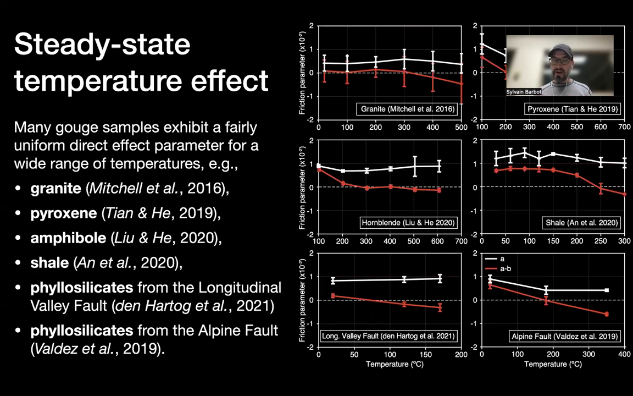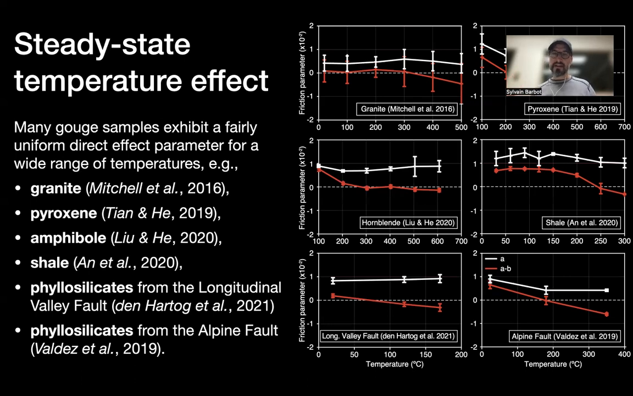However, this is not what is observed in many different experiments, which show a direct effect parameter relatively independent of temperature. If you look at these examples here for various rocks that are typically found at tectonic plate boundaries, subduction zones, oceanic or continental environments: granite, pyroxene, hornblende, shale, and natural samples from the Longitudinal Valley fault and the Alpine fault. You can see that the direct effect parameter A is relatively independent of temperature for a wide range of temperatures, spanning several hundreds of degrees.